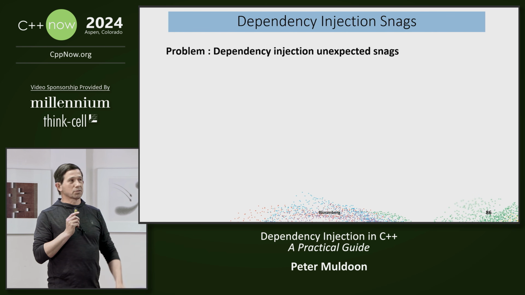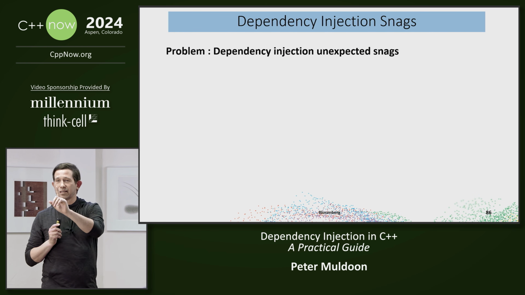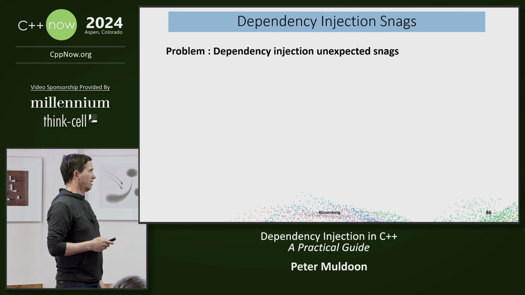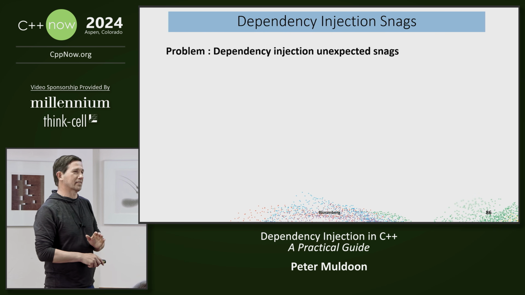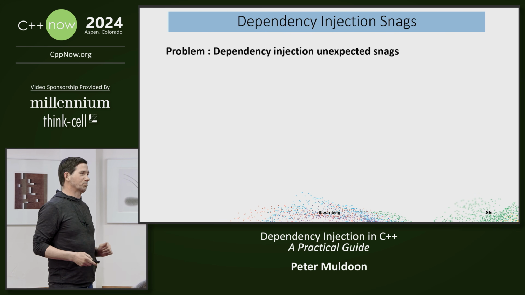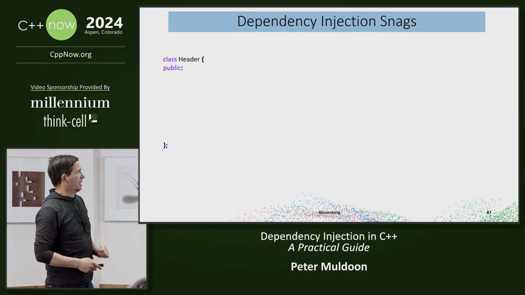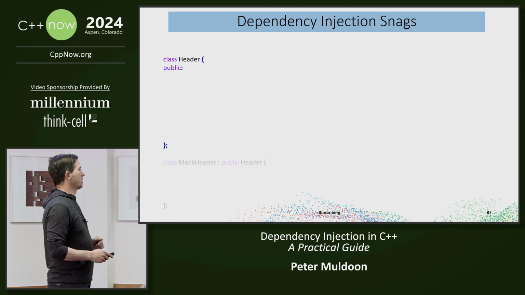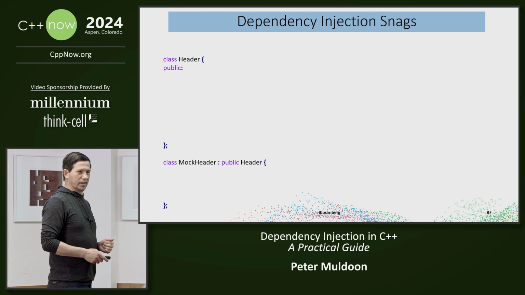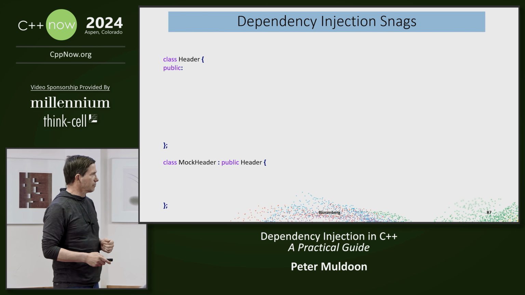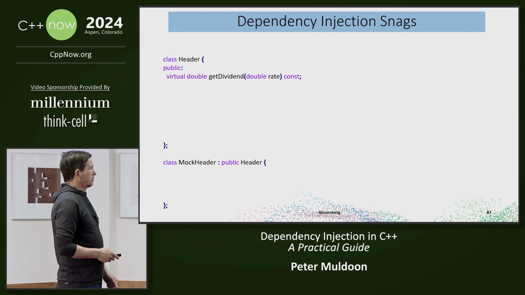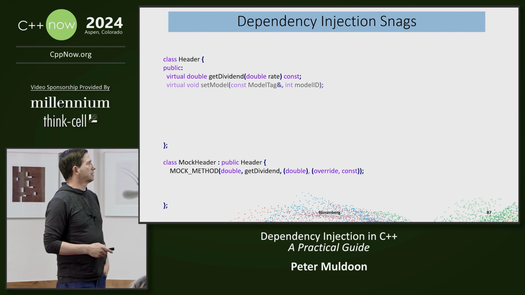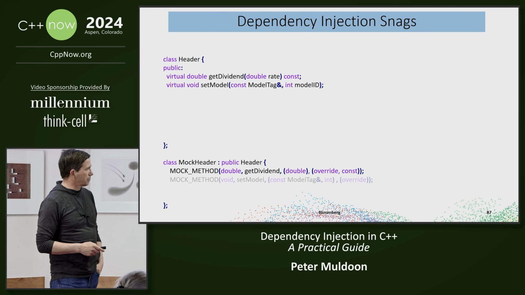But let me show you, because we're going to run out of time. This is one of the ones that really put me on the back foot: unexpected snags when you're doing dependency injection in a big older code base. So here I had this class called header. I said, okay, I need to have a mock version of that. It's got this virtual get dividend, so I'll just mock my method out there. Some kind of set model, I'll mock that out there.